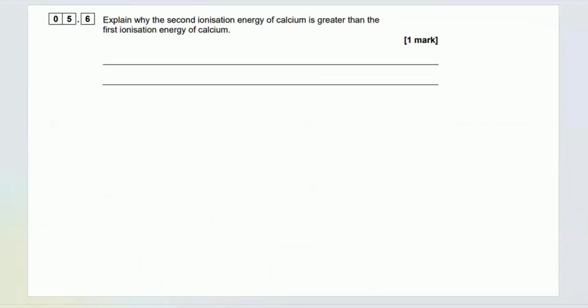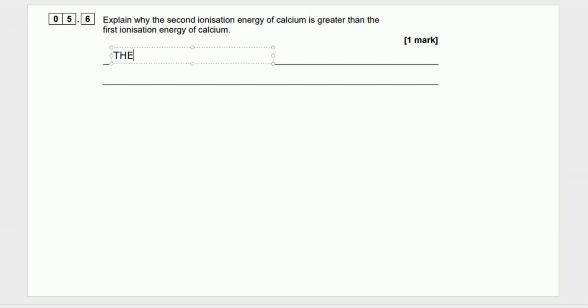So you can use a little bit of lateral thinking to check if your answer's right. Explain why the second ionization energy of calcium is greater. So why was it 1145 compared to 590? Why was it that much greater? Why is it harder to remove an electron the second time from calcium? Remember, it's in group 2.